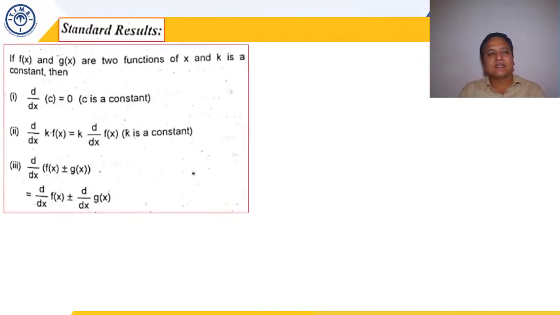Some standard results: if f(x) and g(x) are two functions of x and k is a constant, the derivative of a constant is 0. For a function multiplied by a constant, we take the constant out and simply differentiate the function. If we have two different functions with a plus or minus sign in between them, we simply differentiate both the functions and keep the plus or minus sign as the case may be. That is, as shown in the third point, d/dx of f(x) plus minus g(x) is equal to d/dx of f(x) plus minus d/dx of g(x).